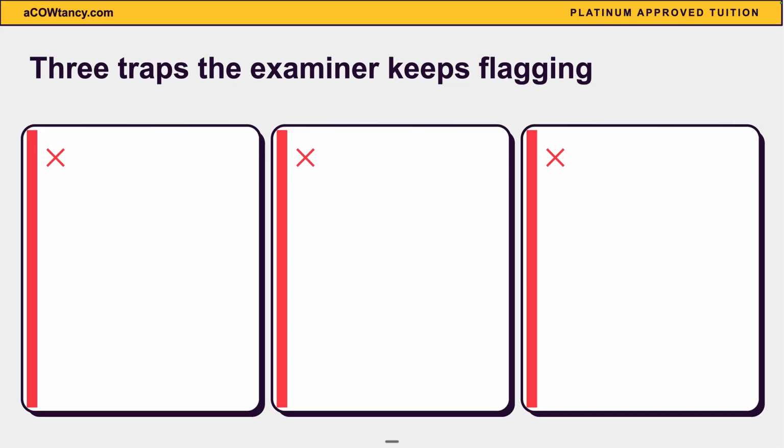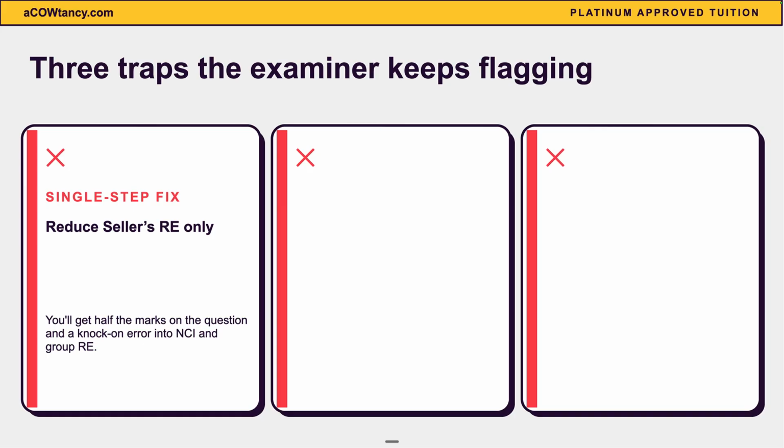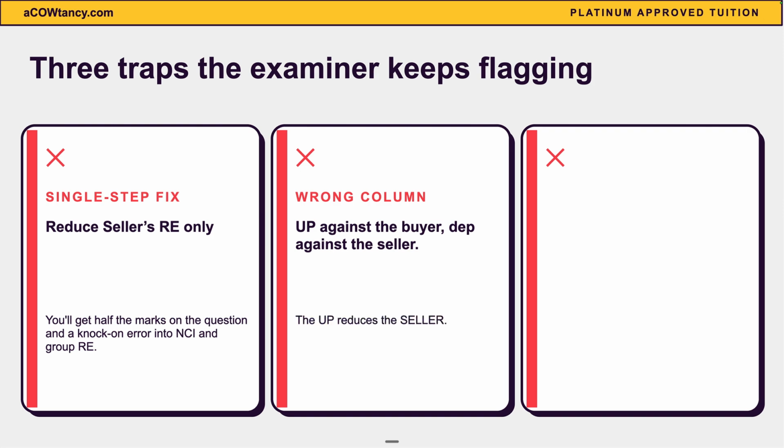And that's that. So the three traps that the examiner keeps flagging: all students are doing is reducing the seller's profits only on the retained earnings, and you'll get half marks for that, and you won't get the extra marks from working out your NCI incorrectly. Putting it in the wrong column, maybe putting the unrealised profit against the buyer and the depreciation against the seller. It's the other way round, isn't it? The unrealised profit reduces the seller, and the add back goes to the one that's been over-depreciating, which is the buyer. And finally, forgetting the NCI.